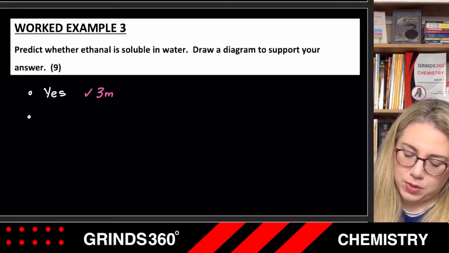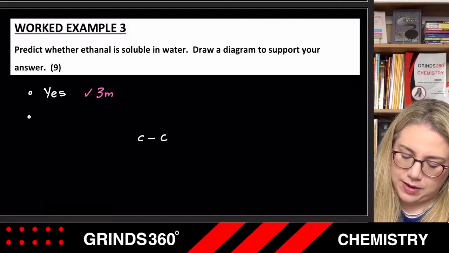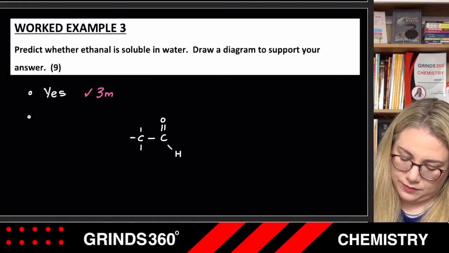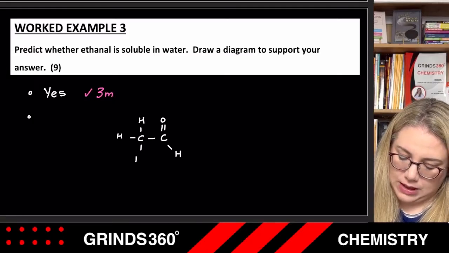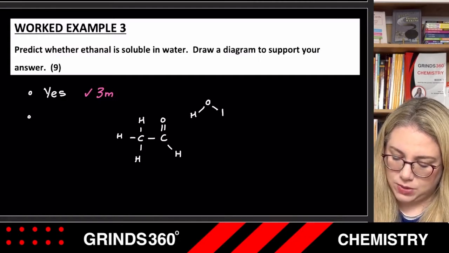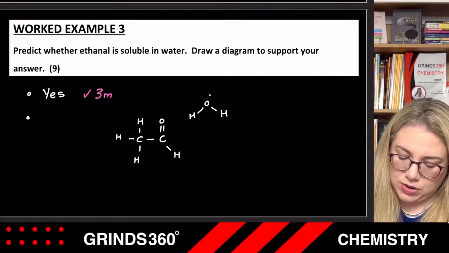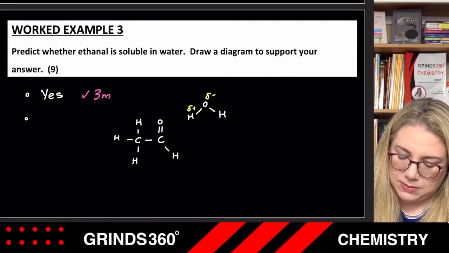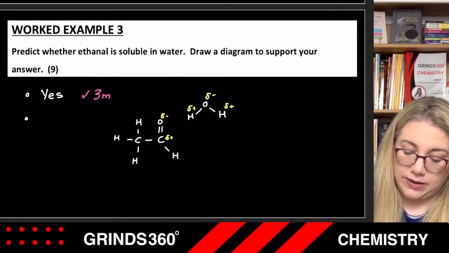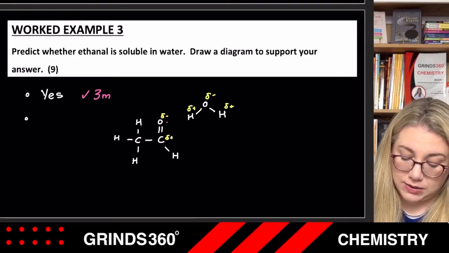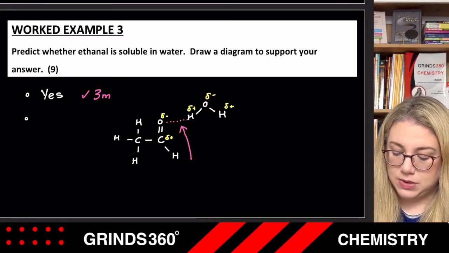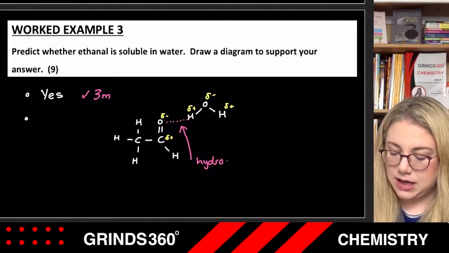Draw a diagram to support your answer. So we draw a diagram of ethanal. Like that, and then we include a diagram of water, H2O. Now, make sure you put your dipoles, your delta plus and delta minus partial charges on the molecule because the examiner will be looking for them. And they won't give you marks if they are not included. Then you have a delta plus to delta minus force of attraction between them, and we label it as a hydrogen bond.